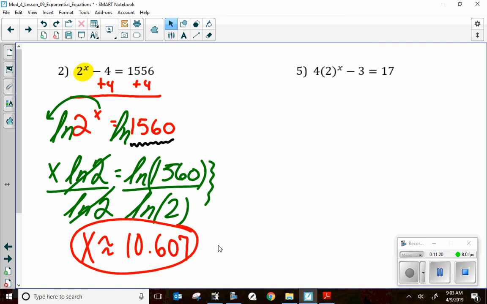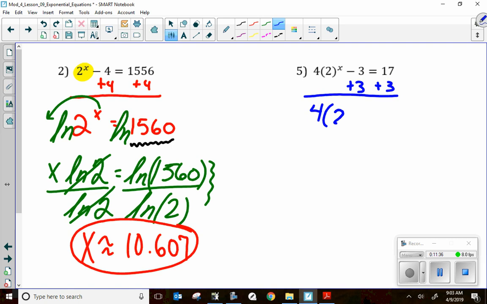All right, I'm going to go quickly through the rest of these. And if you want to pause it and do them now and see if you get the same answer, now's the time to do that. All right. Number 5, I'm going to add 3 to both sides. So I've got 4 times 2 to the x equals 20. I'm going to divide by 4. And why am I doing this? Because I need to get my exponent and base alone. Okay? And now I've got 2 to the x equals 5.